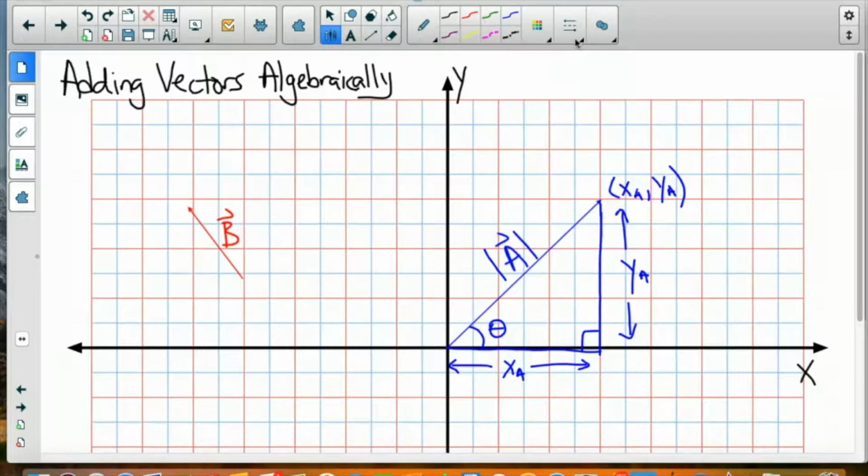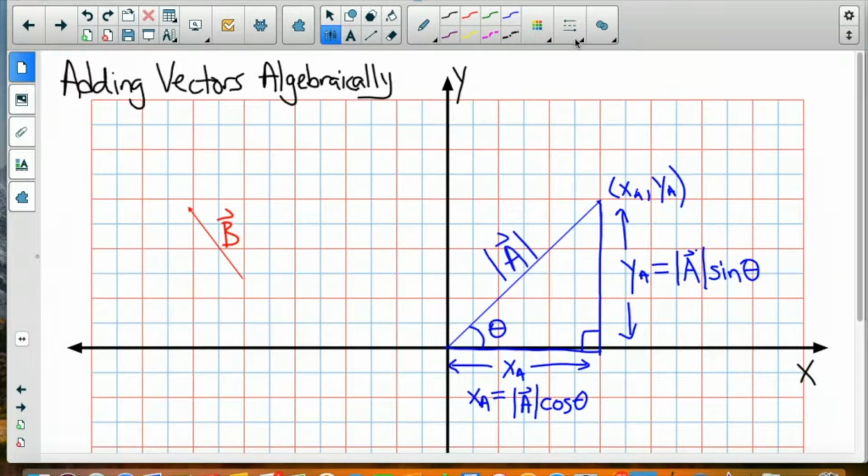So we have this beautiful right-angled triangle, and we can use our trig identities. We know that cosine of theta is the adjacent over the hypotenuse, so we can figure out what this side length is. XA is the length of A, our hypotenuse, multiplied by the cosine of the angle theta. And we can do the exact same thing for YA: YA equals the length of A, the hypotenuse, multiplied by the sine of the angle theta.